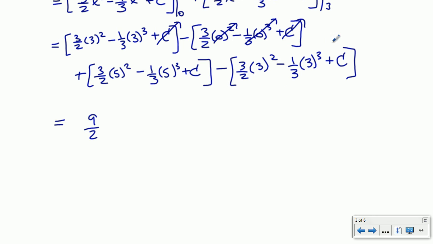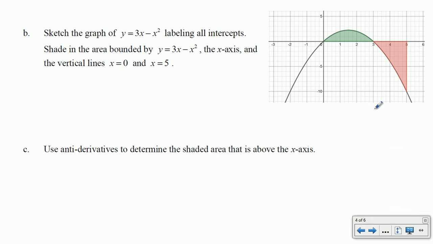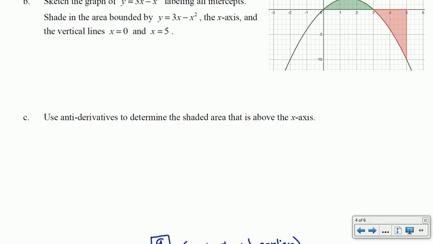And we do the same for this portion. The c's go away, and we are left with negative 26 over 3. So this would be the stuff above the x-axis, and this would be the stuff below the x-axis. And if we add all this together, we get a result of negative 25 over 6, which is consistent with our earlier result using sums. So we've done part B here. You can see that this would be a positive area. This would turn out to be a negative area.